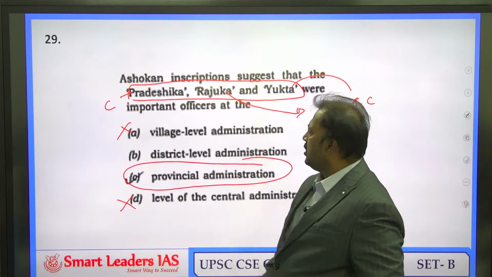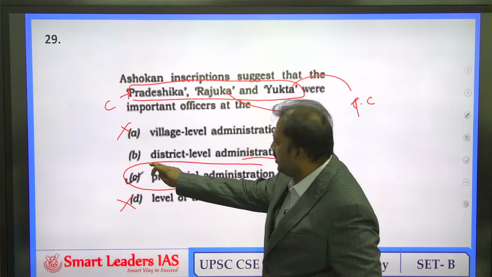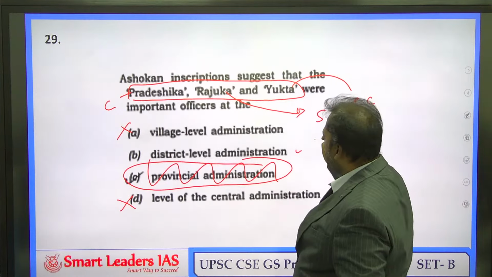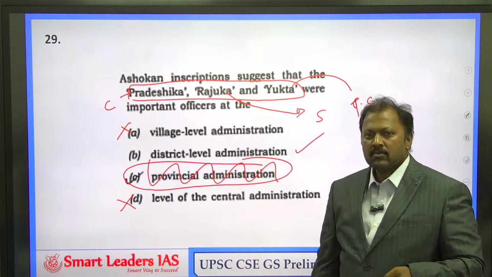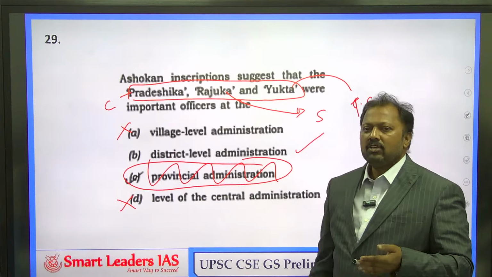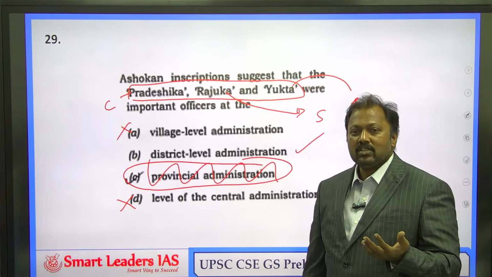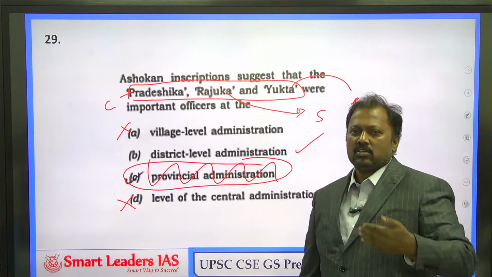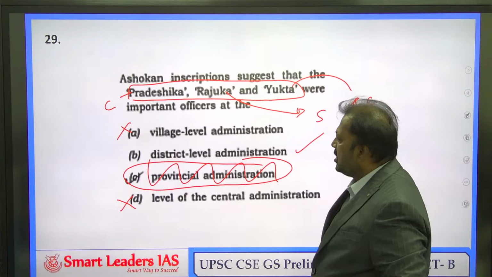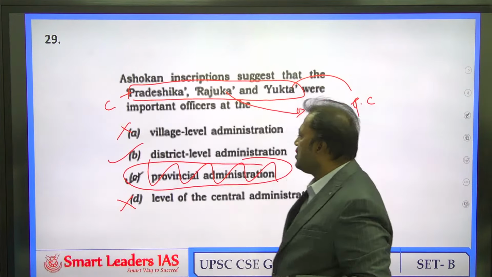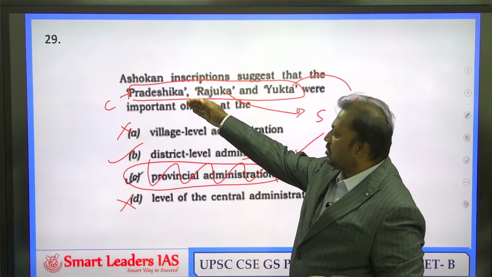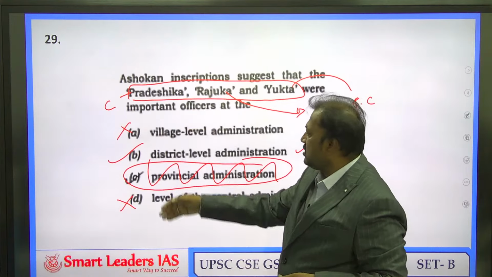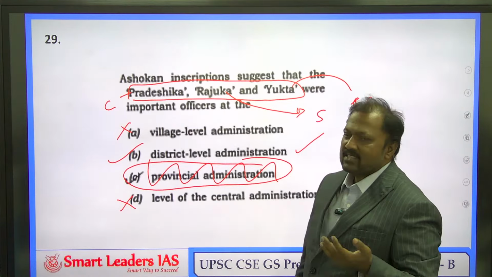He is going to be in the district-level administration. District level, because in the provincial we have Yuvaraja. Yuvaraja means the children of the Rajas, the princes, who will be in the provinces. So the answer for this is B, district-level administration. Like the collector in the present-day district, the same district-level administration is continuing. 29, answer is B.